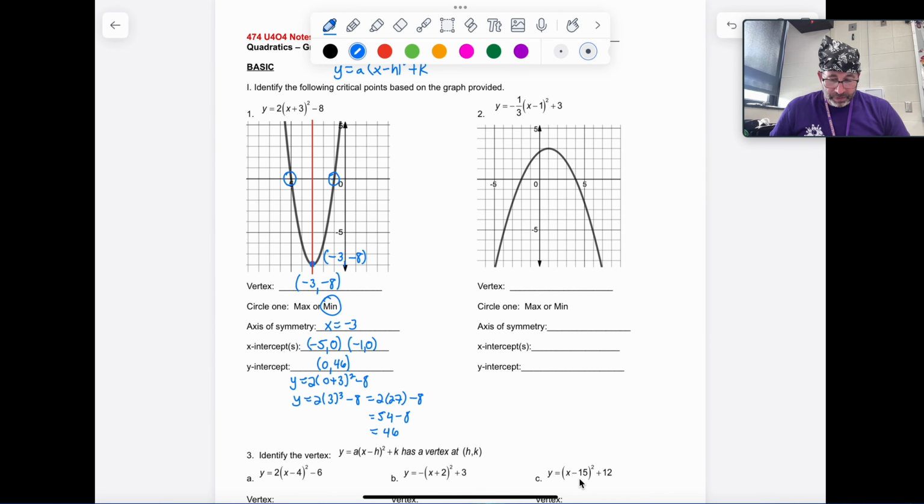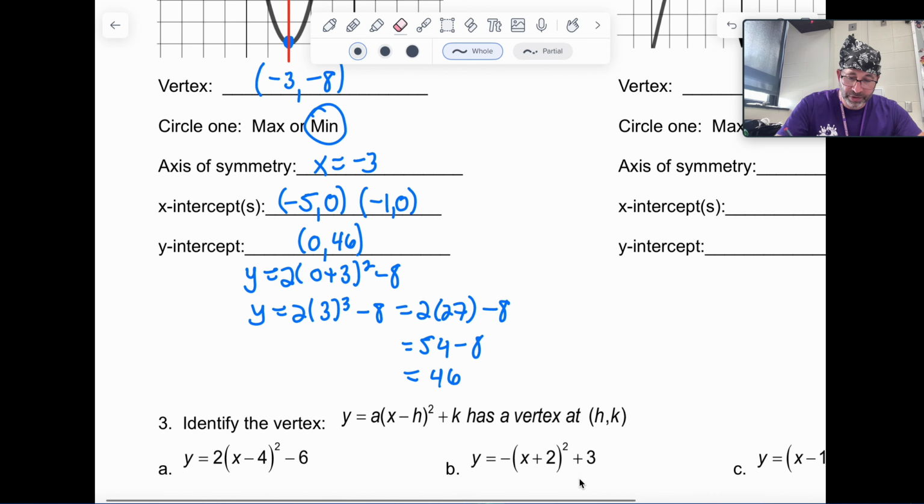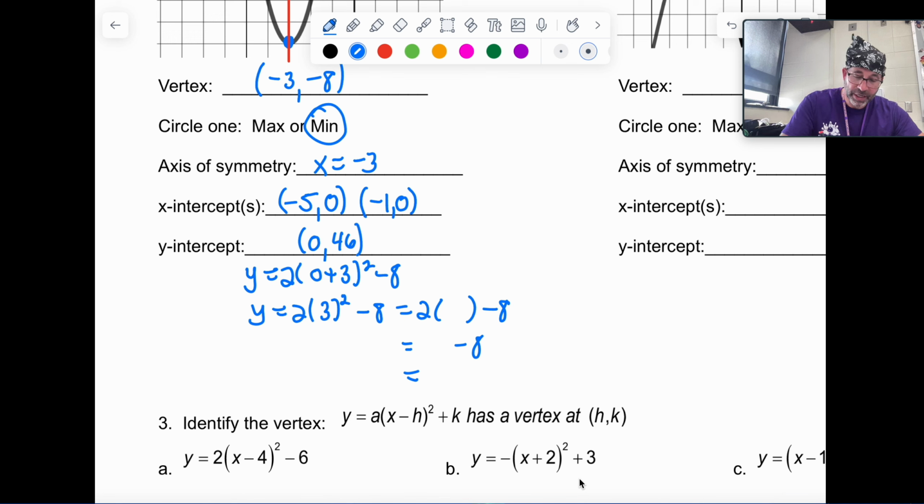All right, let's make sure I didn't mess anything up there. 0 plus 3, that's 3. Oh, I cubed it. There's the mistake right there. I cubed it. So this is actually supposed to be a 2, not a 3 in the problem, which is going to cause everything else to change. Sorry, that seemed a little off. So it'll be 2 times 9, which will be 18 minus 8, which will equal 10. So it's going to be at 0, 10.